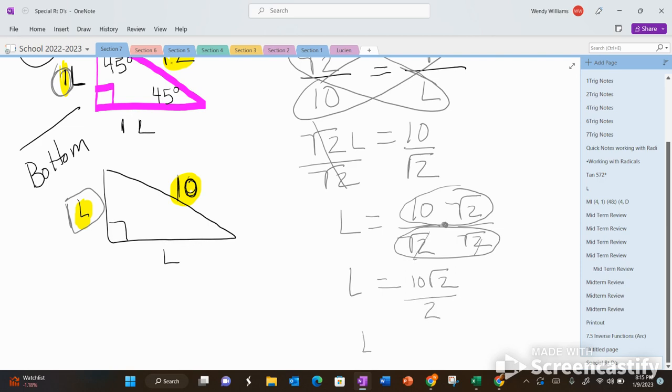Now we're almost finished. This one happens to be reducible. 10 divided by 2 is 5. And what is left is the square root of 2. And there you go.